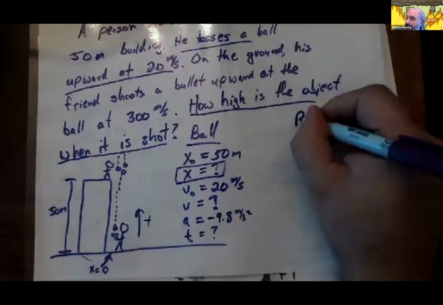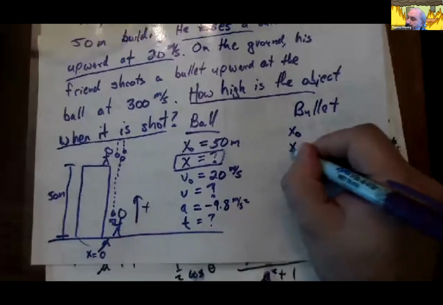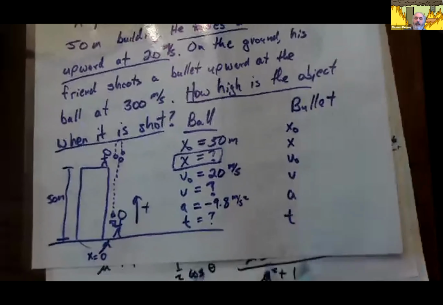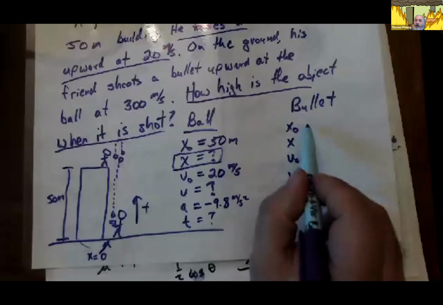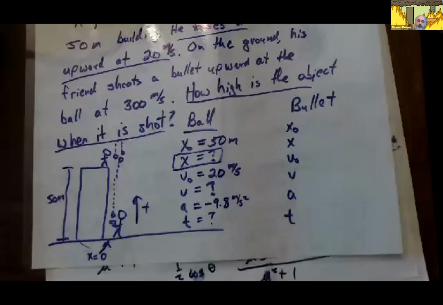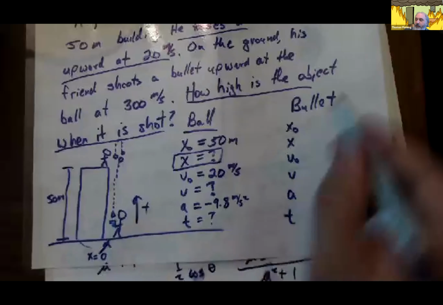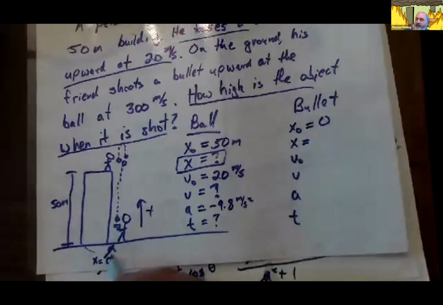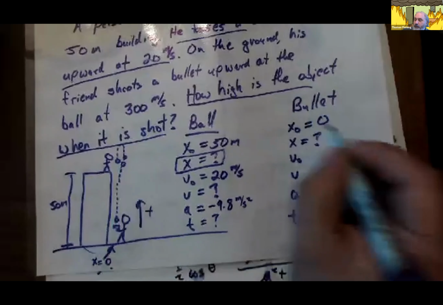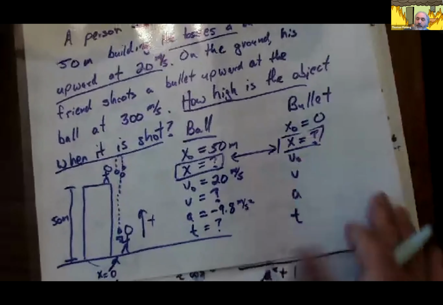How about the bullet? Which of those things do we know for the bullet? So remember, x initial is where the bullet starts. How high is the bullet when it starts? Well, what's the position of this? x equals 0. Now, x final. How high is the bullet when it hits the ball? Still don't know. Remember, that's the thing I'm looking for. So it appears in both inventories. That's a clue.